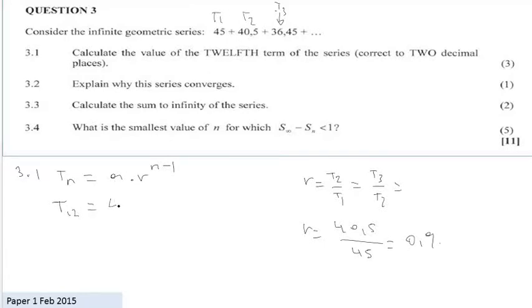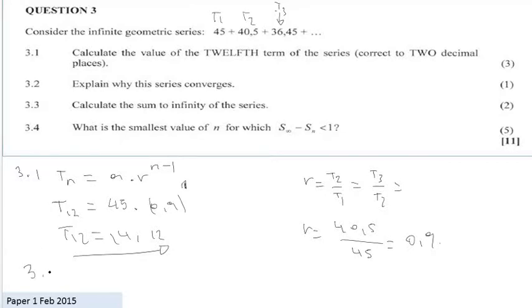Now to find the 12th term, T12 is equal to A, which represents the first term, so we have 45 multiplied by R, which is 0.9, to the power of n minus 1. N is 12, 12 minus 1 gives 11. If we continue further, we have T12 equal to 14.12. So that is the 12th term.